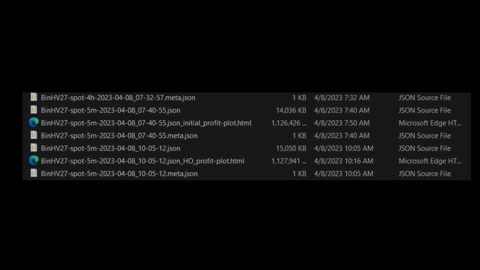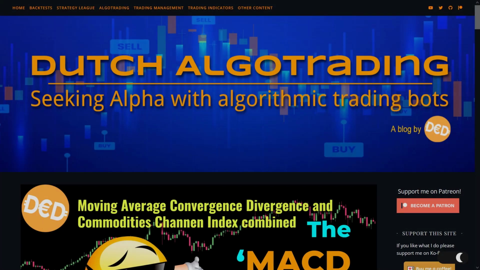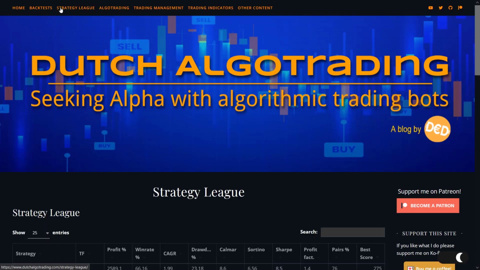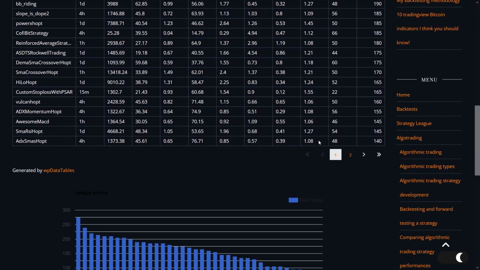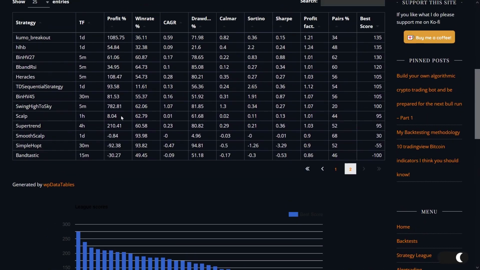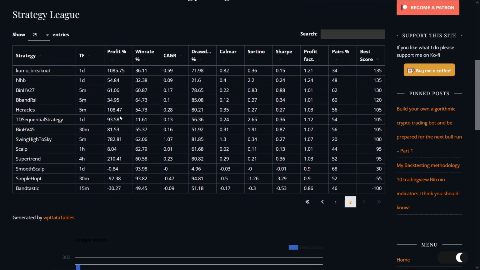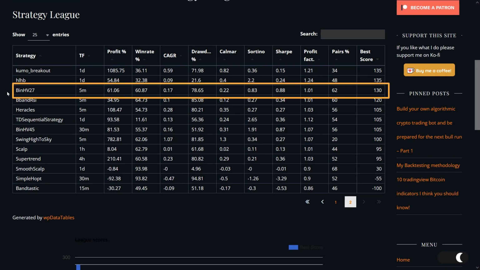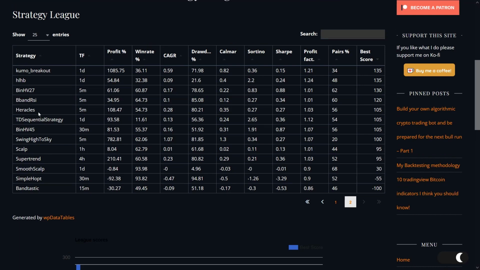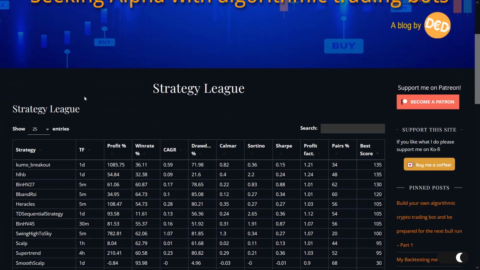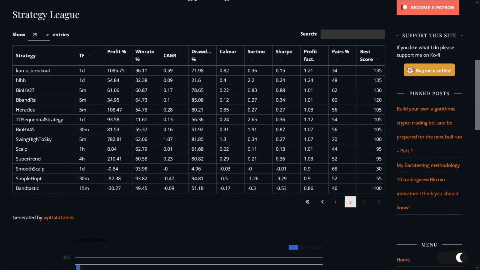So let's just quickly move on to the strategy leak to see where this strategy ends up. And here, with the original strategy settings, this algo finishes higher than its earlier tested and almost similar named BinHV45 algo. And I say similar named, but it's quite a different algorithm. The 61% win rate is admirable, but something has to be done with that large drawdown. If this would improve, this code would end up a bit higher in the league in comparison with its similar scoring neighbors.